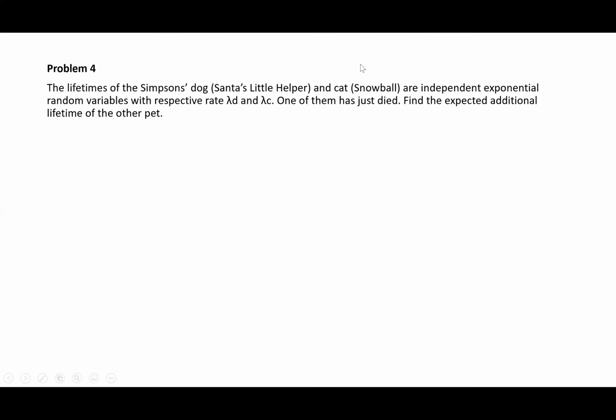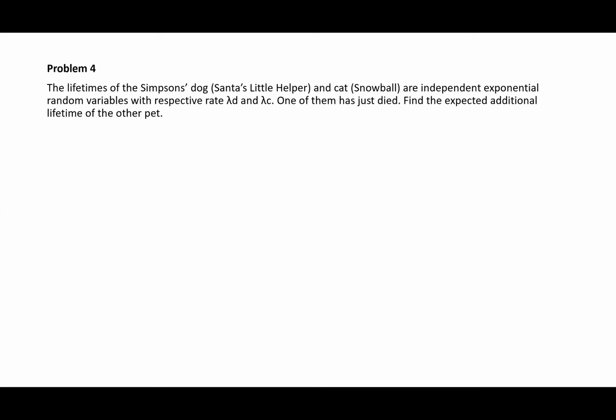Let's jump to problem number 4. The lifetimes of the Simpsons' dog, Santa's Little Helper, and cat, Snowball, are independent random variables with respective rates lambda D and lambda C. One of them has just died. Find the expected additional lifetime of the other pet. So this is a reference to The Simpsons, the TV show. This is really the name of the dog, Santa's Little Helper, and the cat, I believe the name is Snowball.